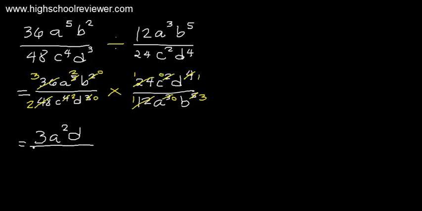This will be divided by, so what's left of 48 is now 2. And then we have c raised to 2. d raised to 0 is 1. And then we have here a raised to 0, that is also 1. And b raised to the power of 3. And there are no terms that we can simplify anymore. Therefore, 3a squared d all over 2c squared b cubed. This is now our final answer.